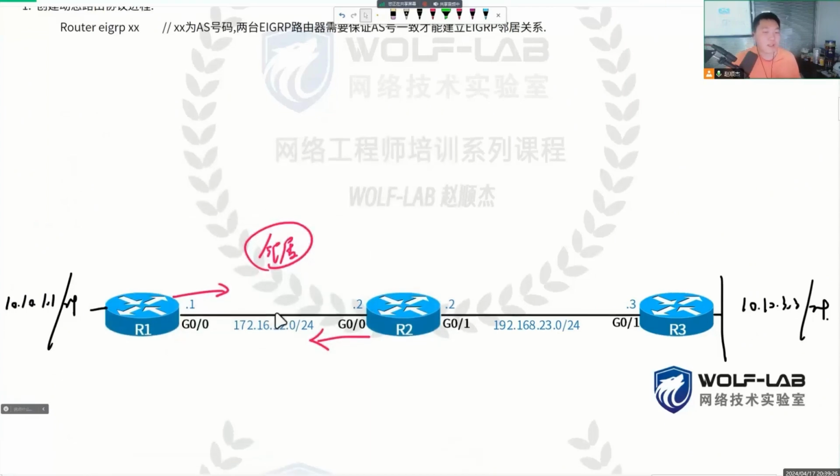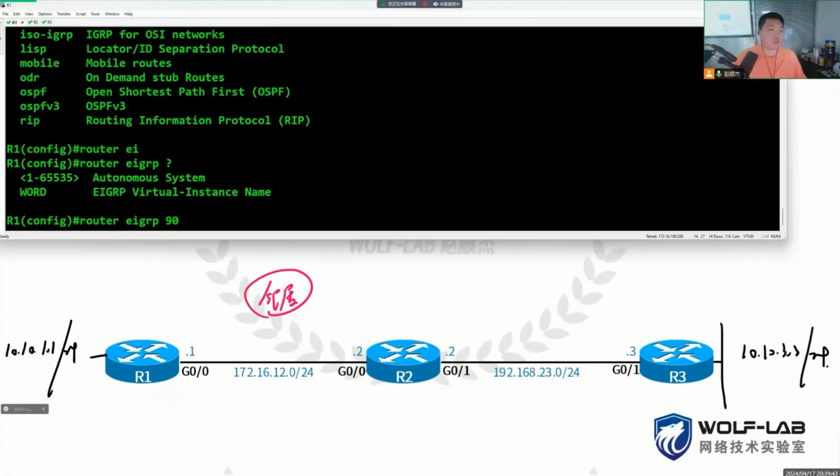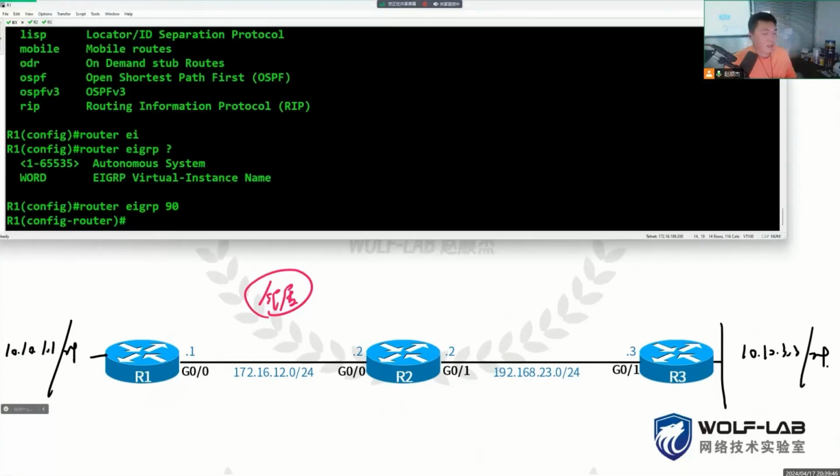Then the AS number must be consistent. For example, on my R1 side now, my router EIGRP has a 90. Write anyone. Then the first step is to create a process. The second step is to run EIGRP, and what we must pay attention to is that you must activate the interface.